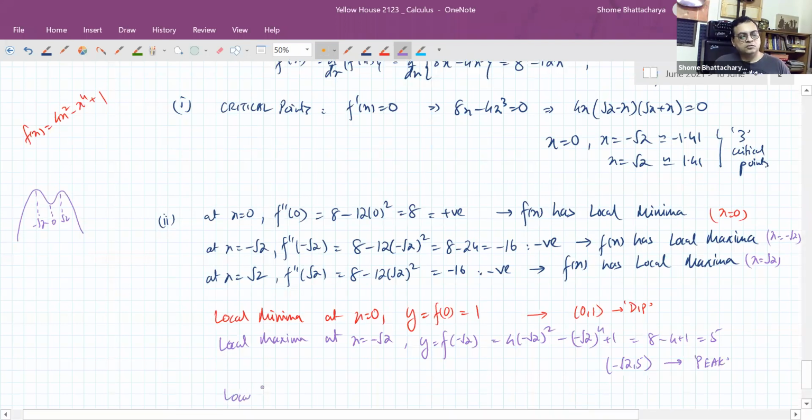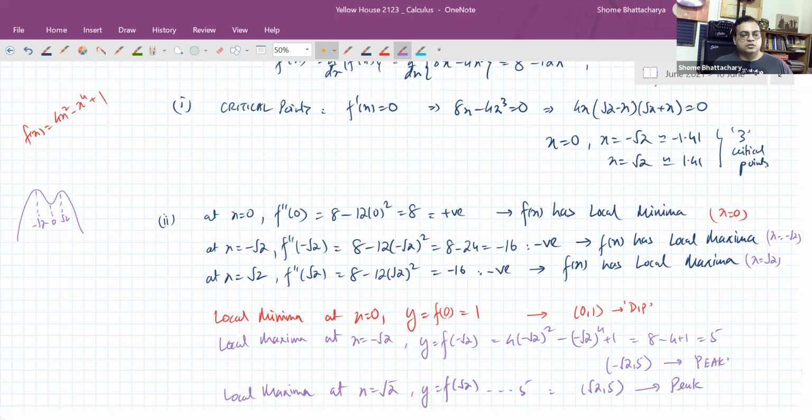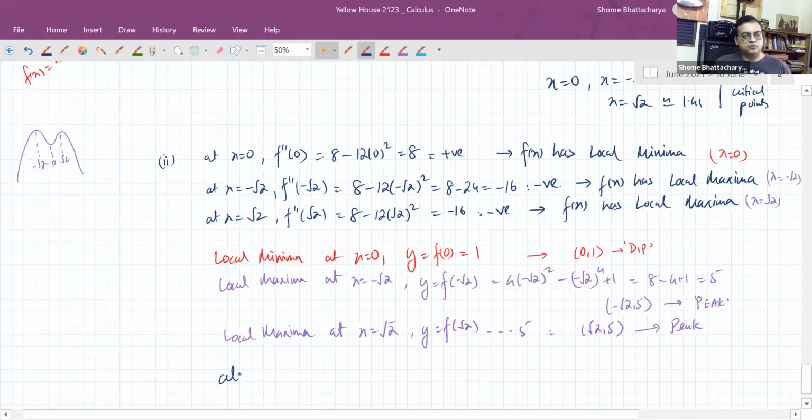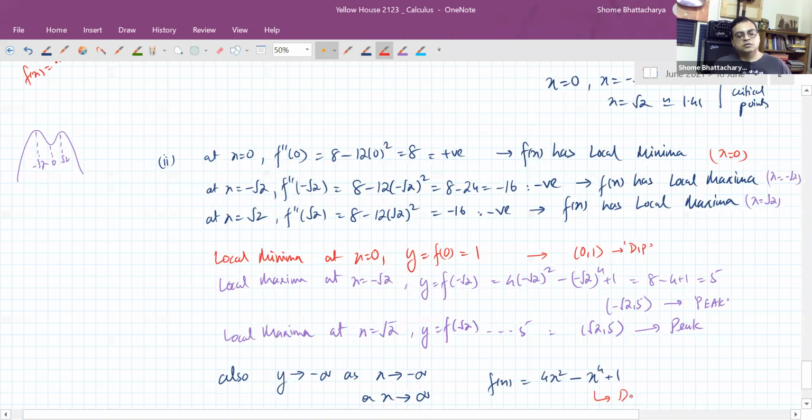And again, when you do this whole calculation, you will see this will again come out to be 5. So that's another peak point. So we have one dip point in between and two peak points. Okay. And also now you will understand that y tends to minus infinity as x tends to minus infinity or x tends to infinity, because the function has a x to the power 4 term. So this term dominates for x tending to plus minus infinity.